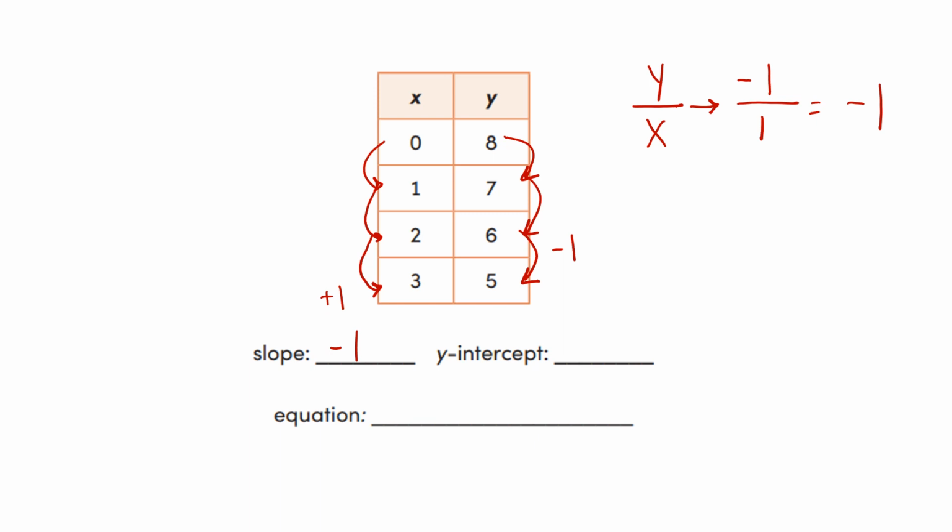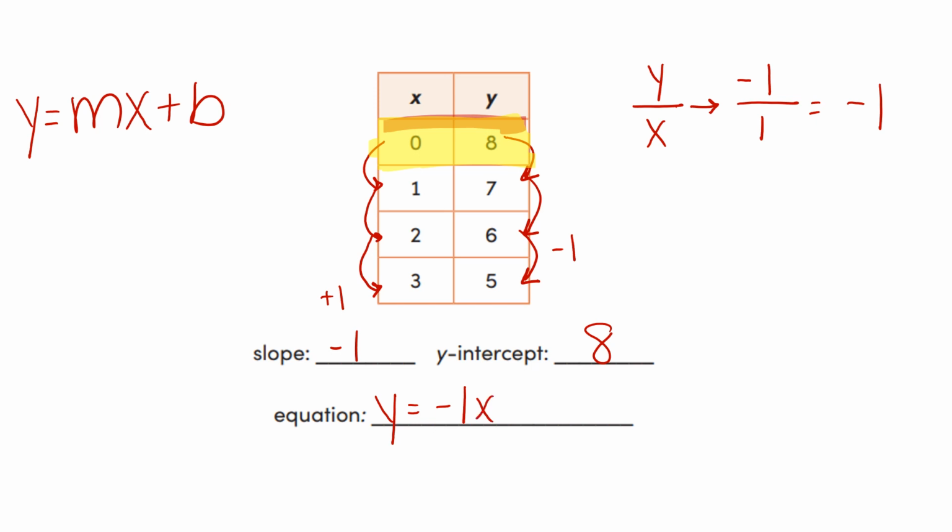Our y-intercept is the number that's paired with 0. And in this table, the number 8 is paired with 0. And so 8 is our y-intercept. We fill in the values for the equation. y equals mx plus b. Our slope, -1, makes our y equals -1x, and then positive 8 for our y-intercept.